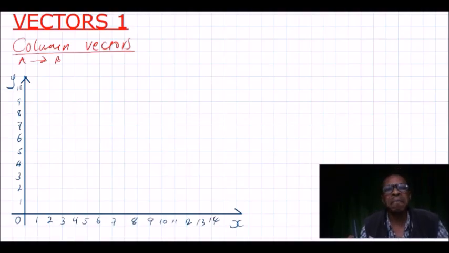Now, column vector. We can have two points to represent a vector. I can use a different color there. We say this is vector AB, where this is A and this is B. For vector AB, we can have the position vector, the coordinates of A, which are 1, 2. I hope you remember how we do it.